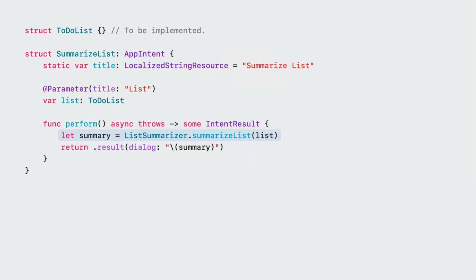I have a convenient function already in my app that returns the summary of a list, so I'll just use that. I can return this summary as a custom dialog as part of the app intent's results. This will let Siri speak or show the result. Every intent needs a title that the system can display. Intents can take inputs by simply declaring variables and annotating them with the AppParameter property wrapper. In this case, I've referenced a to-do list struct that, as mentioned, is just a stub for now.